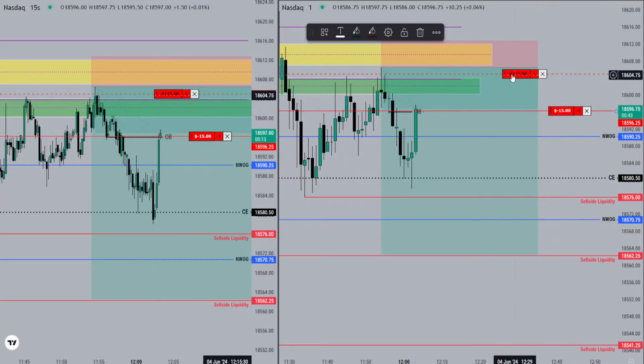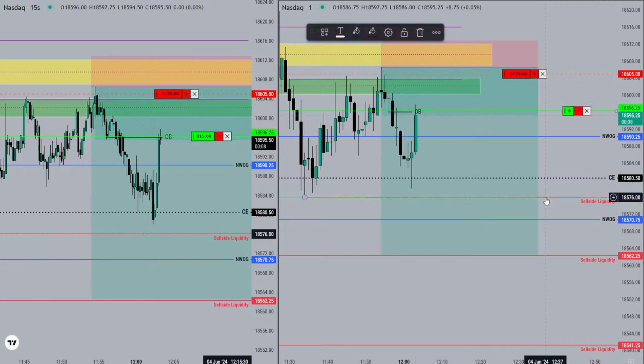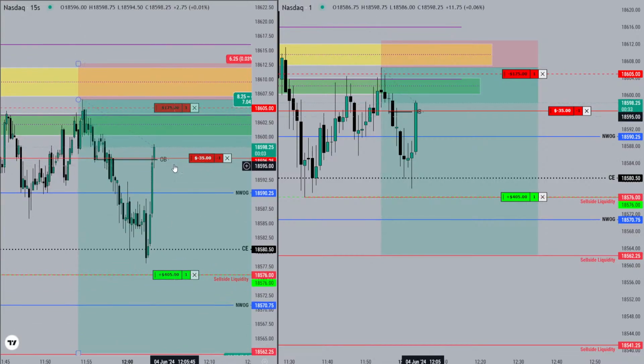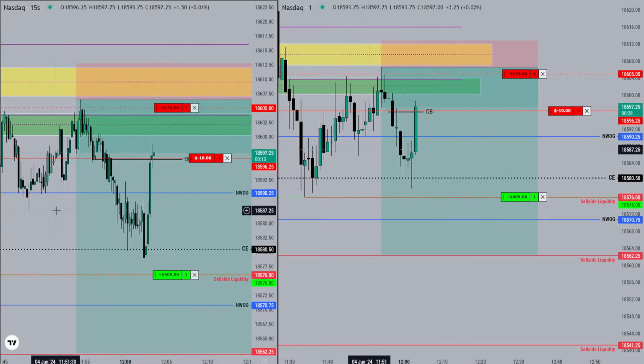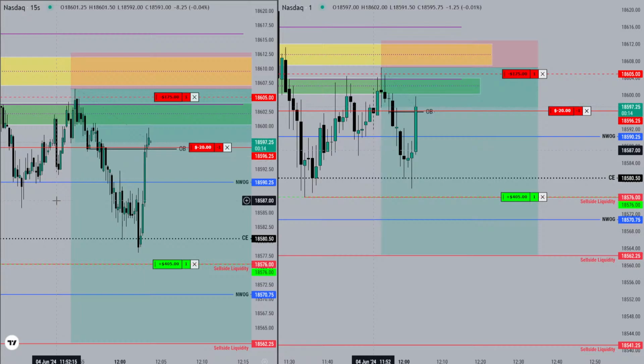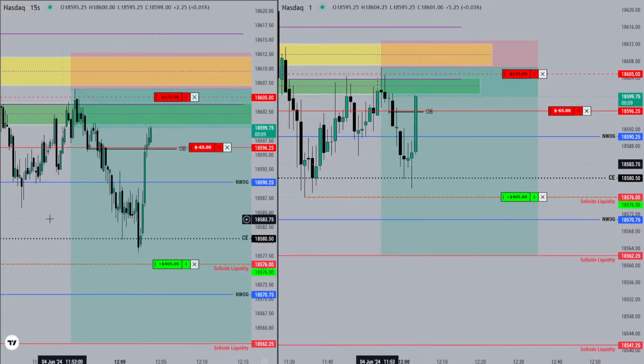Just a 175 handle loss, nothing at all. I mean, it's about 9 handle. It's not a big deal, not a big loss or stop loss. It looks big but it's not big. Just 9 handle.